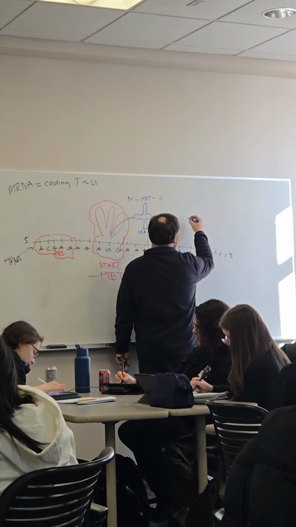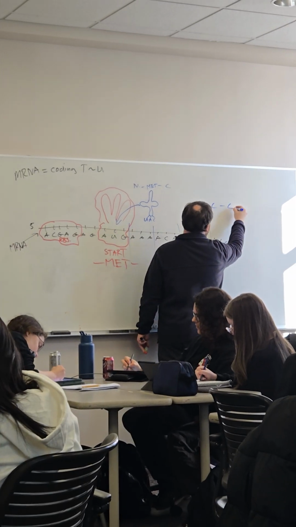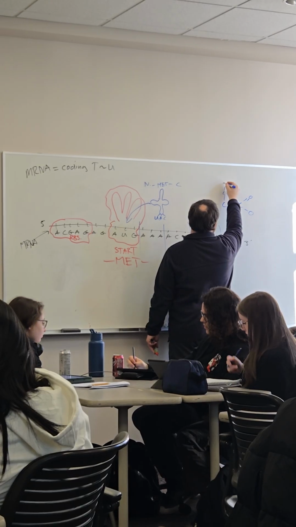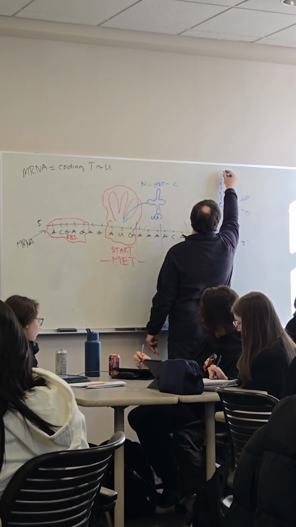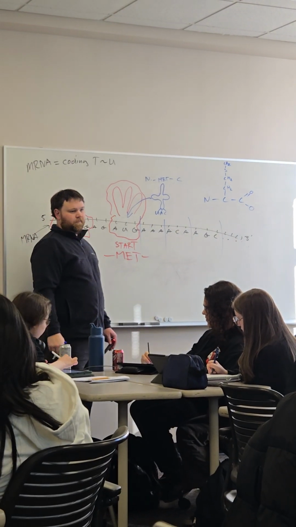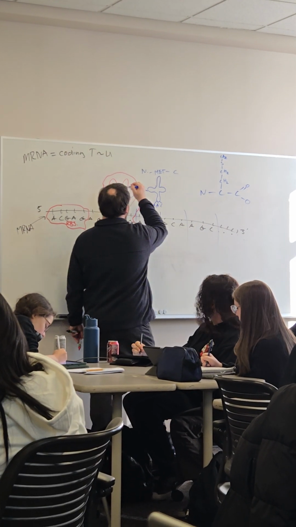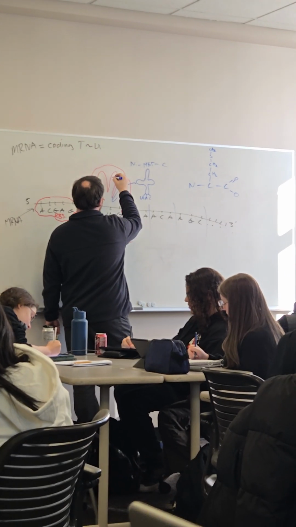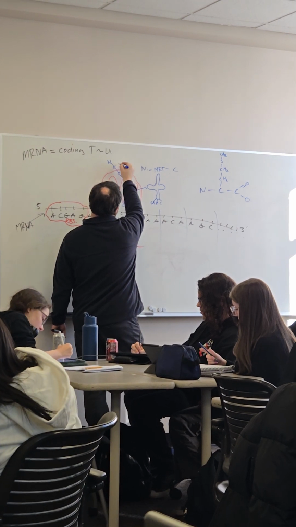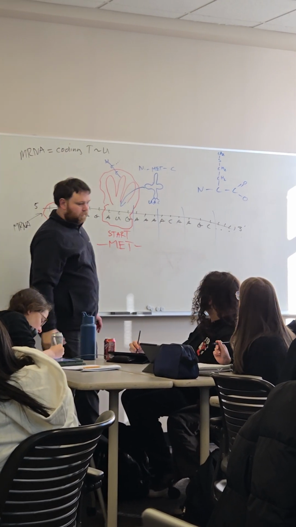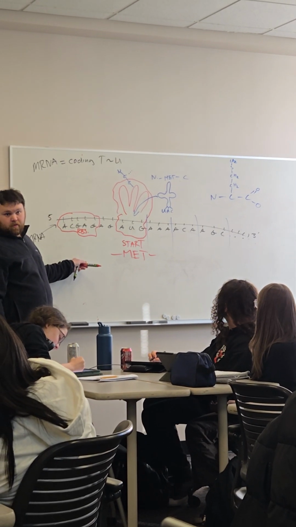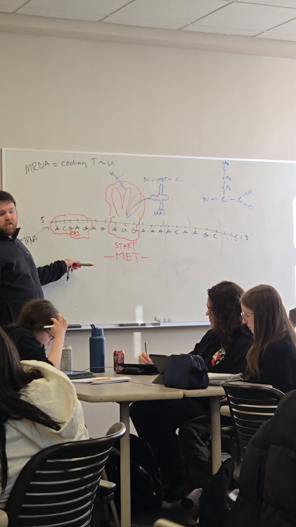If we draw out MET, there's MET. MET is going to come in and it will start this polypeptide chain. So now this is my N, C, and we're going to build that. This is the process of translation. Okay? So that is what we did on Monday.